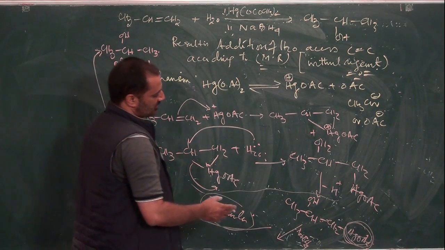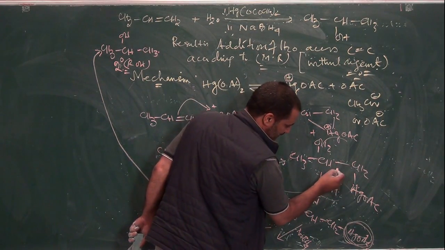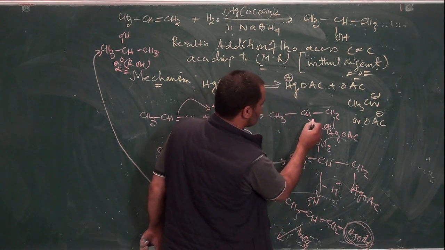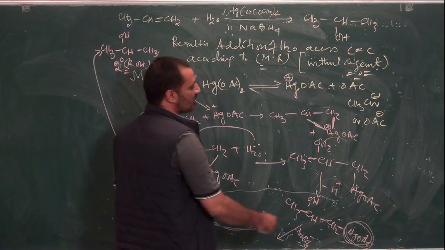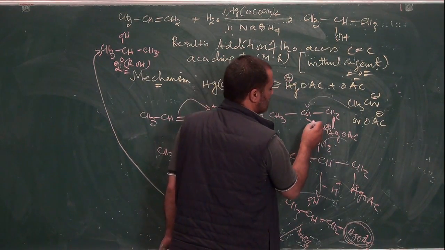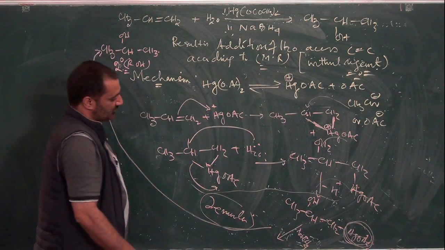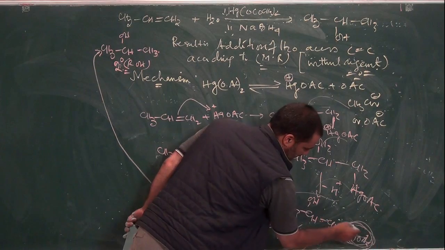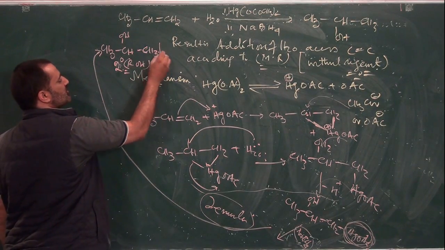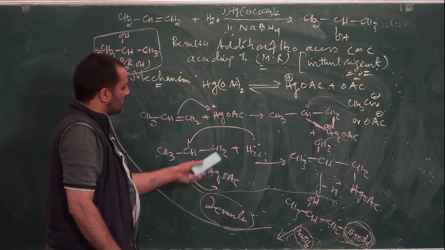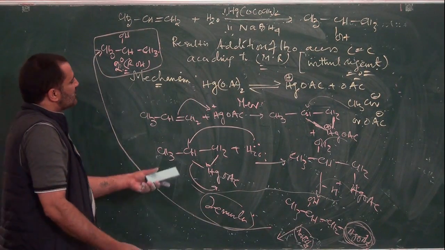There is no rearrangement. Why? Because once water attacks from this side, the bond breaks. This cyclic transition state was unstable, and by attack of the nucleophile this bond breaks. Then finally when it is treated with sodium borohydride there is a release of HgOAc, and addition of hydrogen takes place here and the valency of carbon is completed. So in this fashion a secondary alcohol is formed. The first step was mercuration and this is demercuration. So there is no rearrangement.